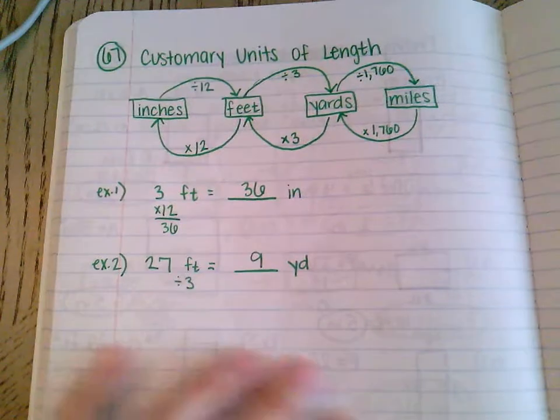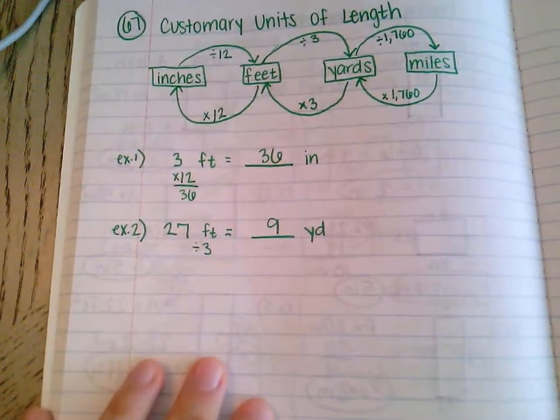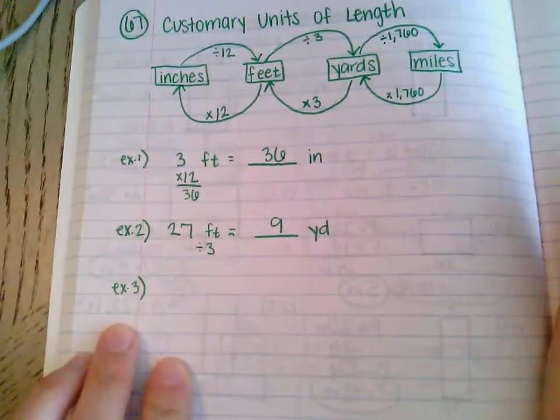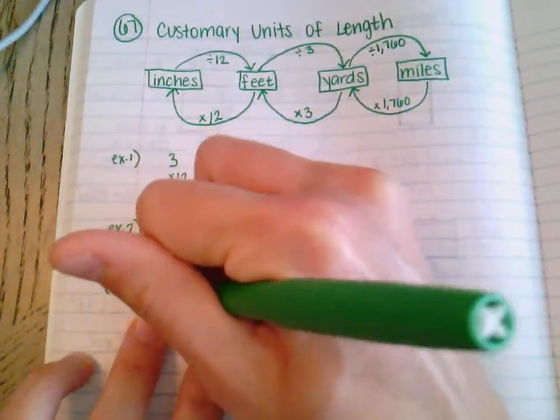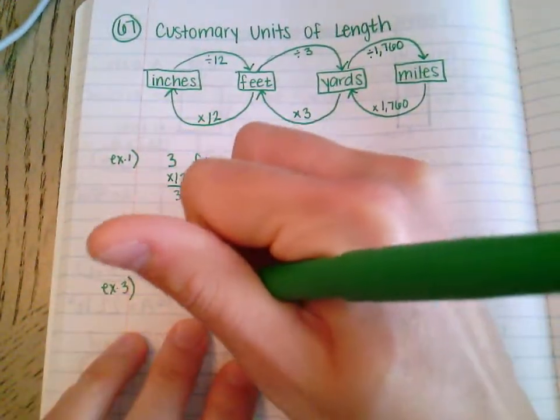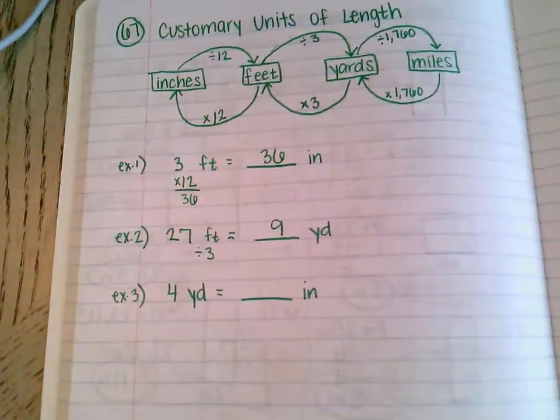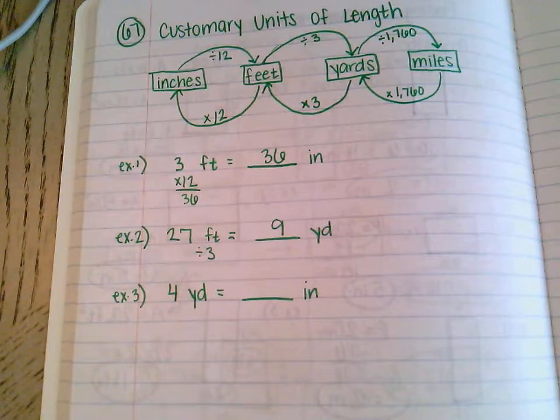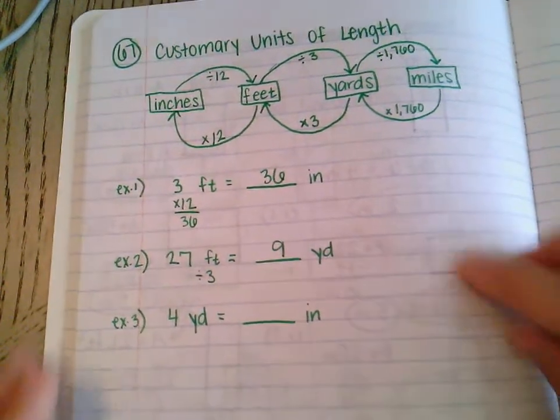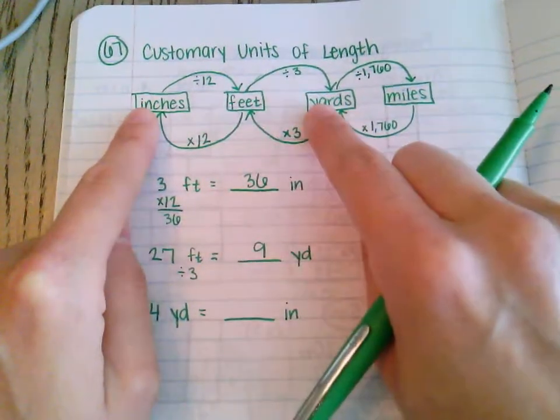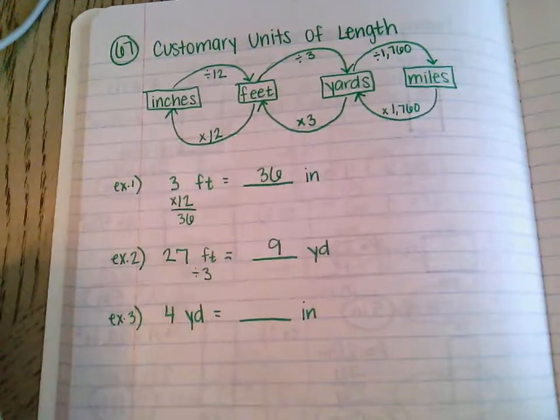I'm going to give you a pretty tricky one for the next one because you're going to have to think about this. Example 3. 4 yards equals blank inches. Okay, here's why this one's a little tricky. Because yards and inches are actually 2 jumps away from each other. It's not just one jump, is it?